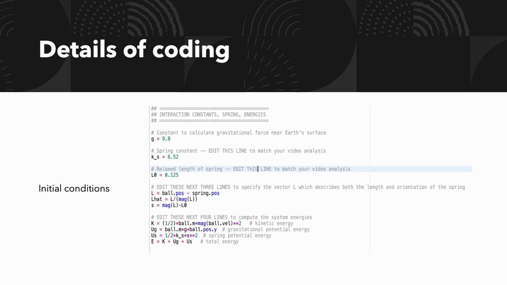So this is my code in VPython, and these are the initial conditions. There's gravity, and then the spring constant and relaxed length, which I found using my tracker data, and then L hat S for the spring formula. And then the energies: there's kinetic energy, which is half m v squared, and then the gravitational potential energy, which is mass of the ball times gravity times the position, and then the potential energy due to the spring. And then the total energy E is equal to the kinetic energy plus the gravitational potential energy plus the potential energy due to the spring.